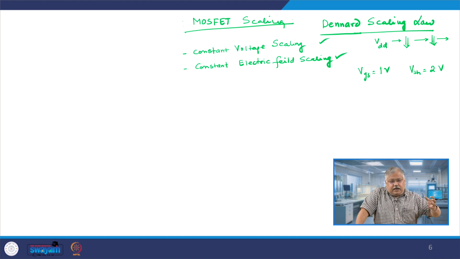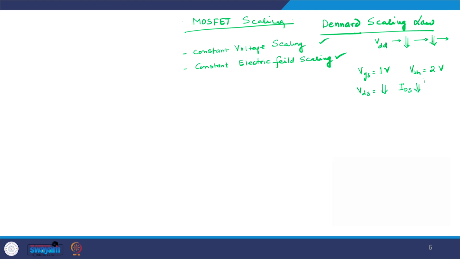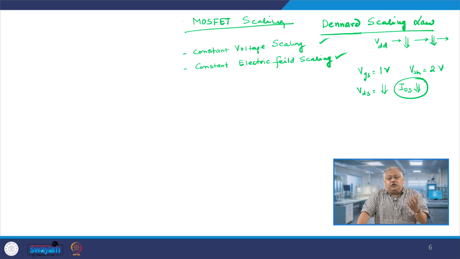So, just by scaling down the gate voltage will not help you, you need to scale down your threshold voltage also. Similarly, if you scale down the value of VDS, drain to source voltage, what you effectively do is that you reduce the value of IDS, the drain to source current, right. You reduce it drastically. Why? Because your VDS is reducing. So, if you remember your drain current equation, IDS was equal to, in saturation or even in the linear region, mu n Cox into W by L into (VGS minus VTH) whole square.